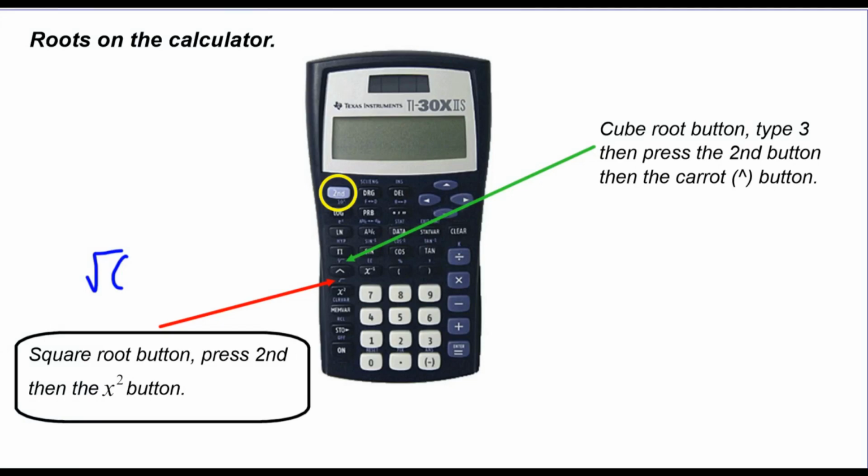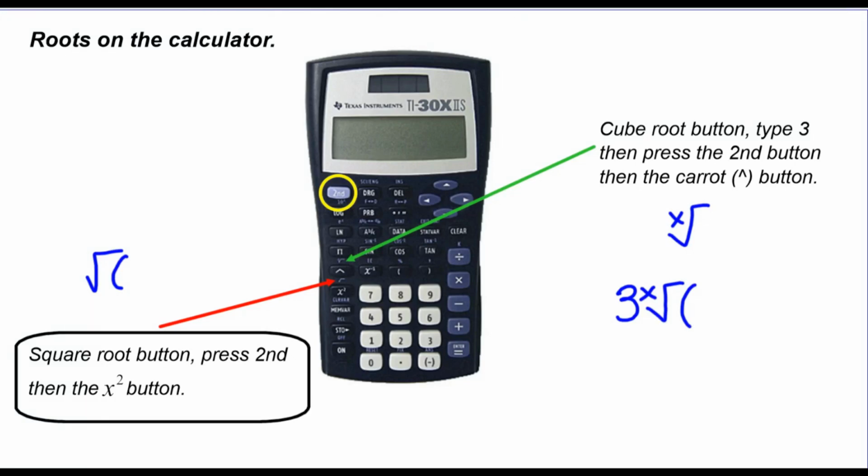Next, we want to find the cube root. So we're going to look for the button that looks like that, which is above the caret or the up arrow. That's the opposite of the exponent button. So when you have to type the cube root, you have to indicate to the calculator that you want the cube root. So we have to type a 3 in first, and then find that cube root button. So you're going to see something like that pop up on your screen.